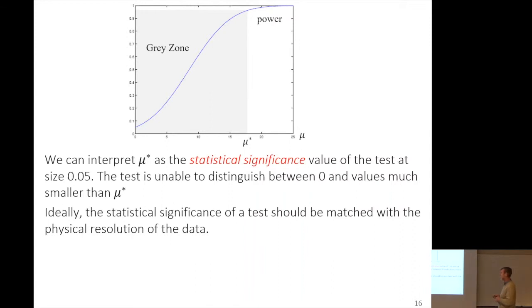That's the take-home message. So the statistical significance of a test should be matched with the physical resolution of the data, ideally. In practice, it's very seldom done. This is why people criticize tests. We know we reject this, but we don't know whether this test would always reject anything that is physically significant, or vice versa. Ideally, we should do it.